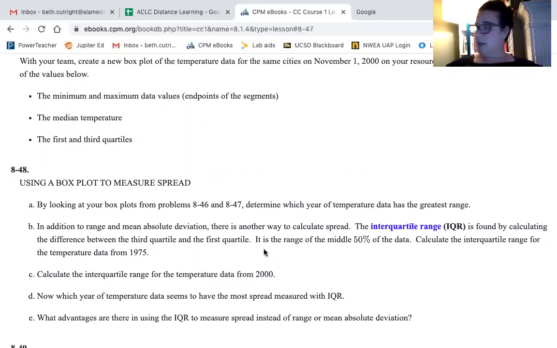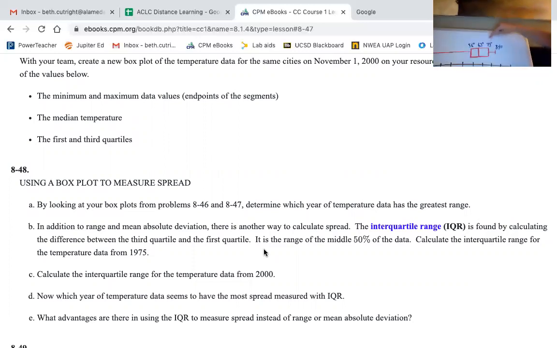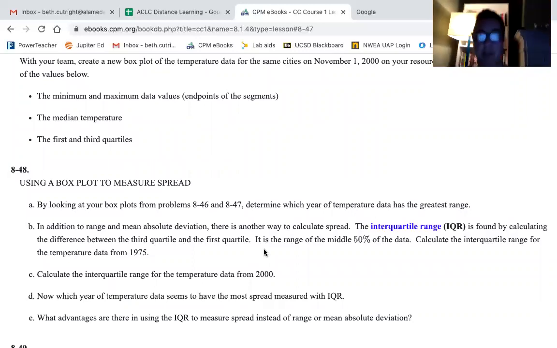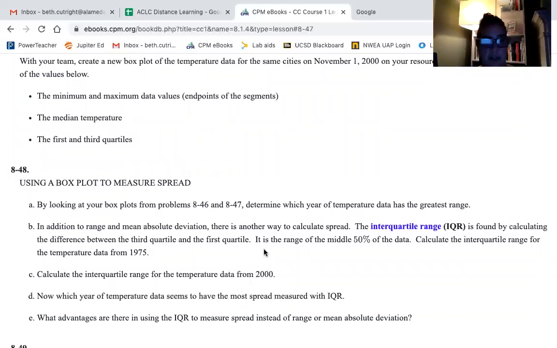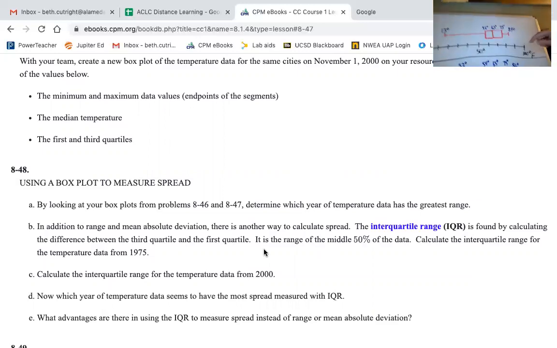And you should be subtracting this number and this number to get that. Calculate the interquartile range for the temperature data from 2000. So you'll be calculating the difference between this number.